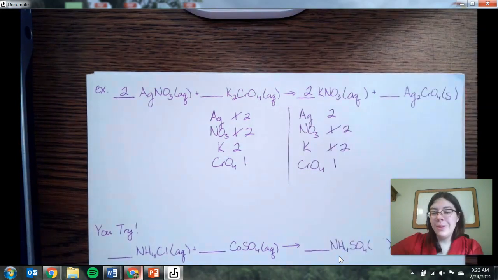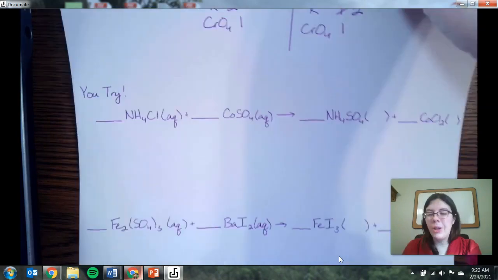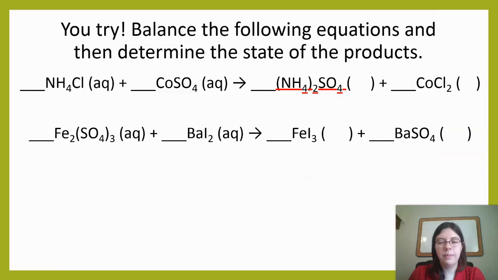Now I have 2 different problems I want you to try on your own. There is a correction, a little typo in your notes. For the first compound in the products, the ammonium sulfate, we need parentheses and a 2 around the ammonium. So make sure you fix that in your notes. It will be important for balancing.